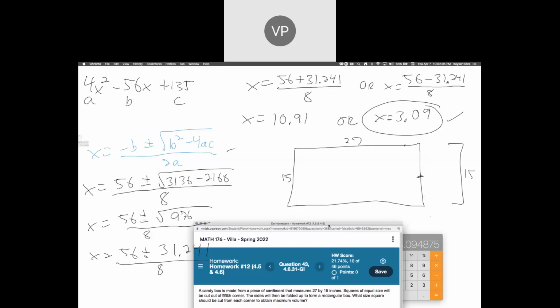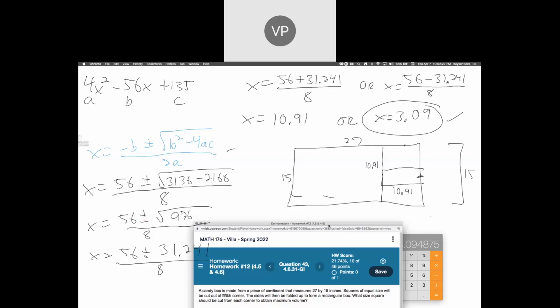If I cut a square that was 10.91, it would be like this. And then I'd have to cut another 10.91 from over here. We don't have a three-dimensional box. Okay? If you're cutting off two of these, remember how we're subtracting 2x? Here's the other way to look at it.